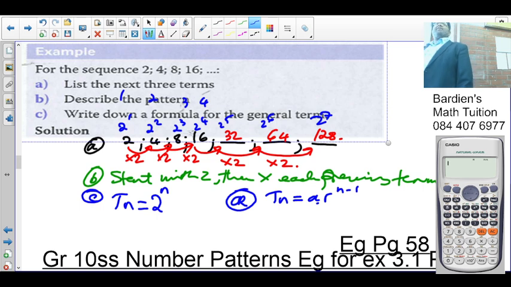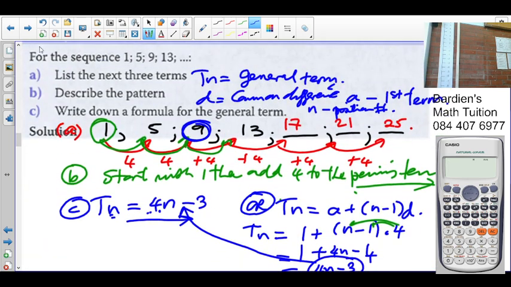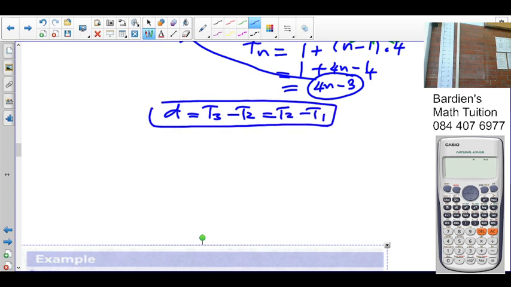Right, what does A stand for? First term. Or radius. Okay, so your D was what here? Common difference. So remember, D is going to be term 3 minus term 2, which must be equal to T2 minus T1. Very important to understand.